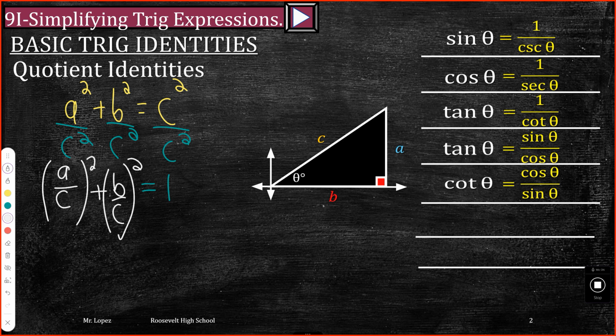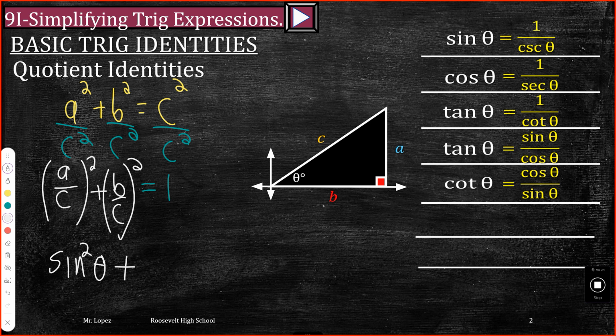What is A over C? A over C is sine, so sine theta. Go ahead and write sine theta. But now how do you write down that it is squared? This is the way they came up with writing it. It's not the quantity squared. They want to say it like this: sine squared theta.